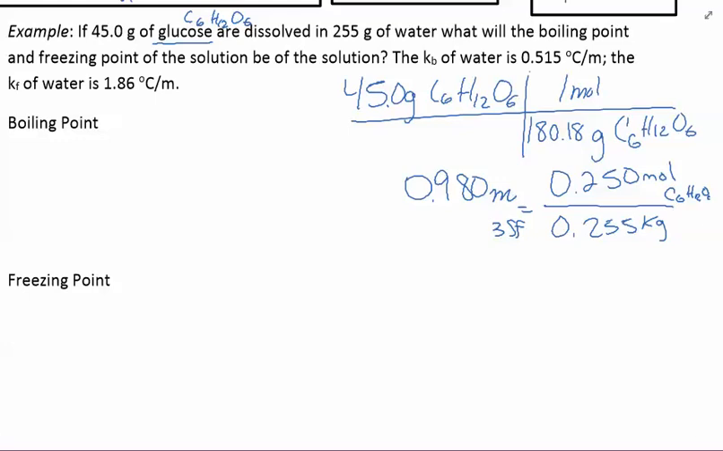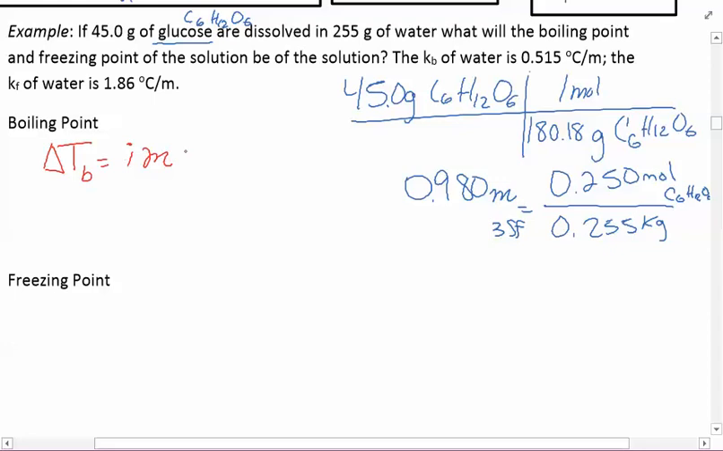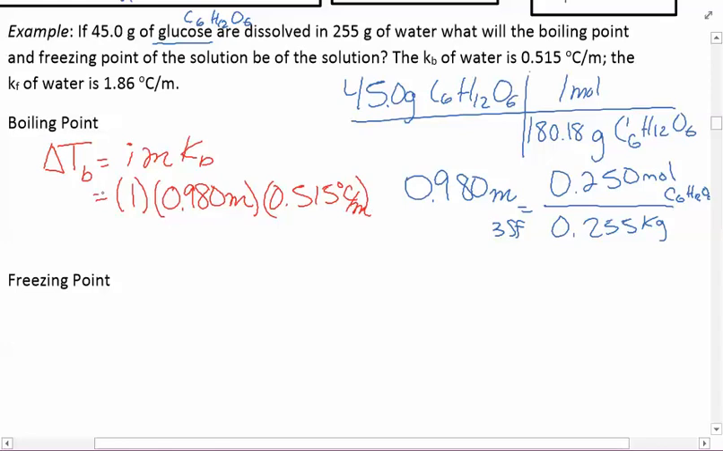So we're going to calculate the boiling point. So we were given Kb. We're going to be calculating the change in temperature, or delta T, for boiling. So we need i, m, and then Kb. We have m. We just calculated that. i, because we have a covalent substance, is going to be 1. Molality is 0.980. And Kb was given to us as 0.515 degrees Celsius per molal. Sounds kind of funny, but this will give us our delta T, our change in temperature. So you should end up with 0.505 degrees Celsius here.